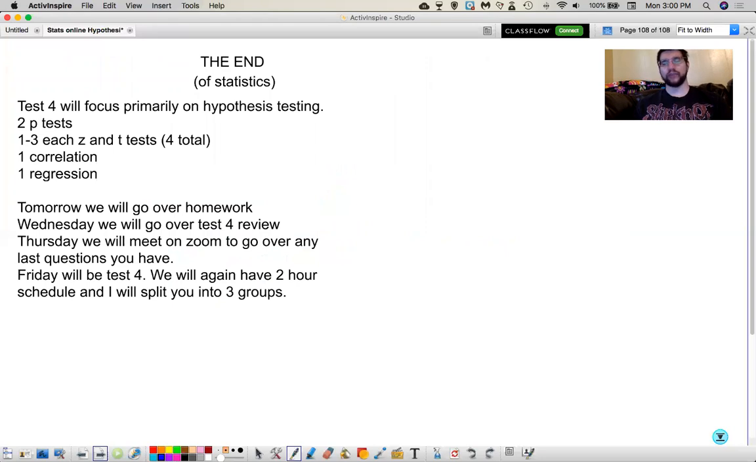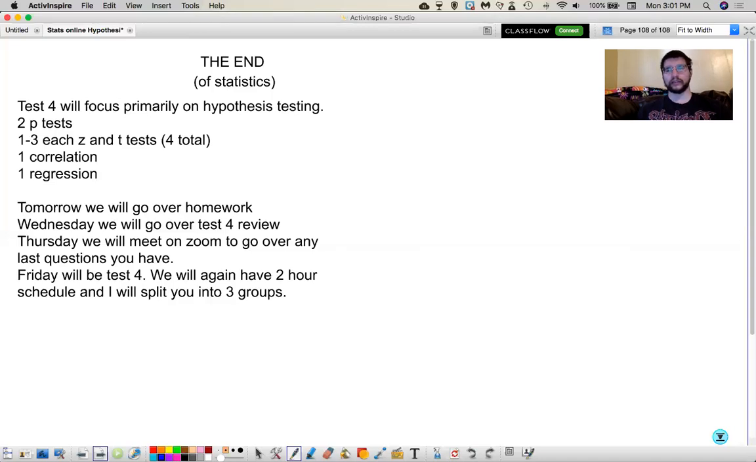So test 4 again was primarily focused on hypothesis testing. You have one regression equation, you have one correlation coefficient. That's it. You have 2 p-tests. You're going to have 4 z/t tests, 1 to 3 of each. It'll be random, like always. I don't know what you're going to get. You might have 1 z test, you might have 3 z tests, you might have 2 and 2. Can't tell you. But there will be 8 problems on your test 4, and you're only going to have 2 hours for it. So make sure you know what you're doing, people.